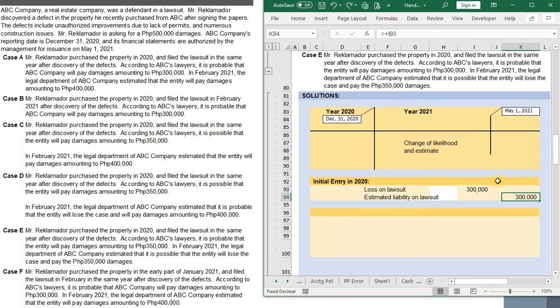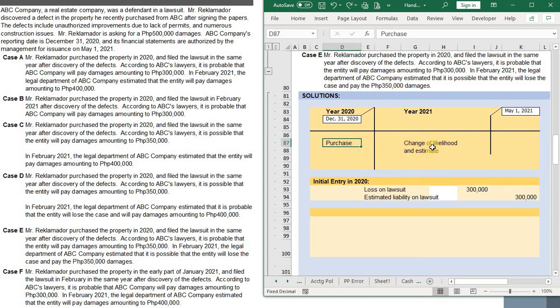Then, let us now determine whether we are going to prepare an adjusting journal entry for 2020. So again, to make this event an adjusting event, there must be a condition that must exist in 2020. That is the purchase made by Mr. Reclamador. And are these two related?